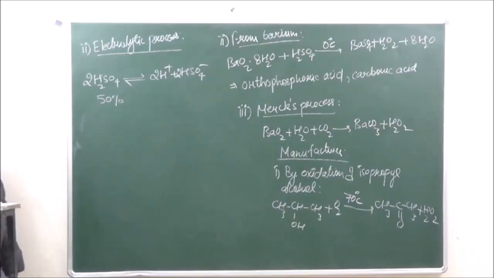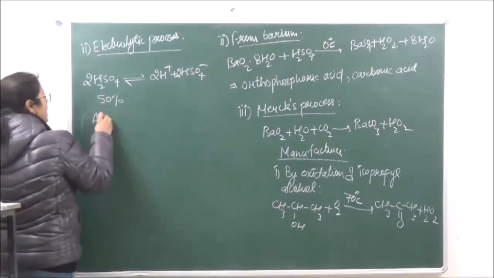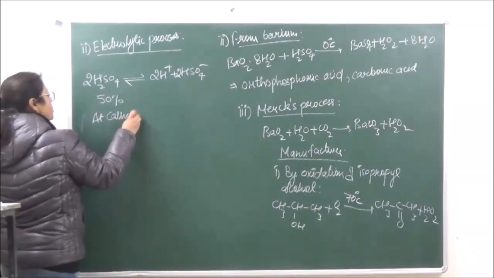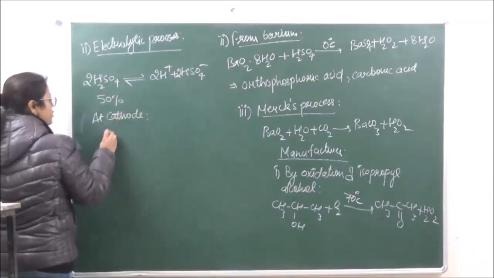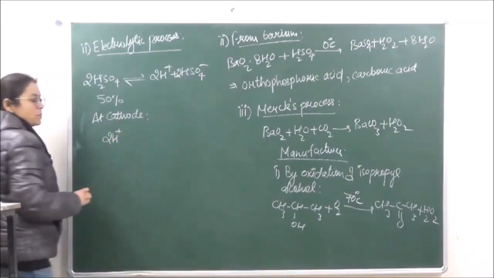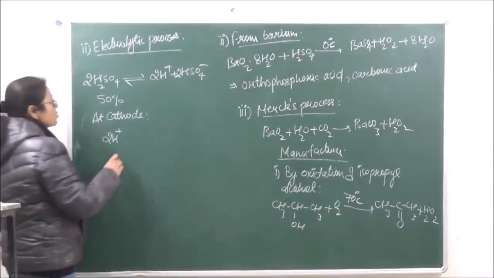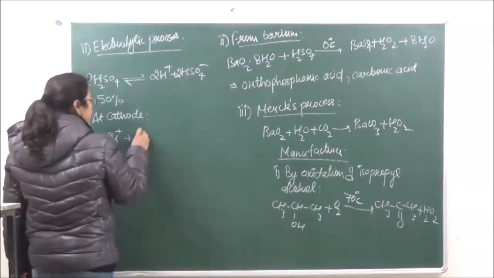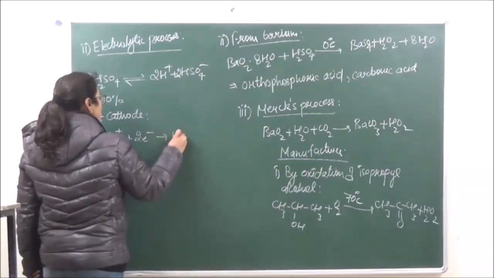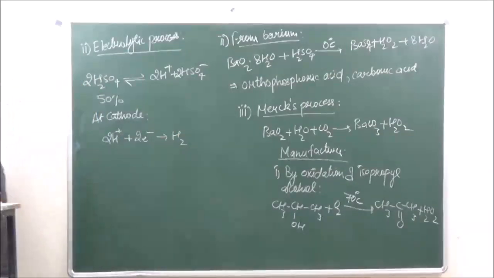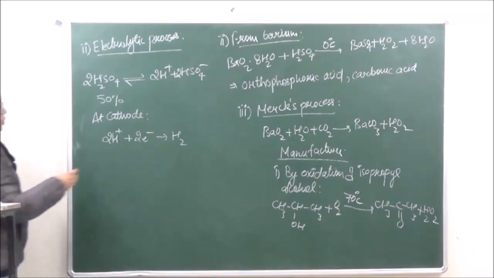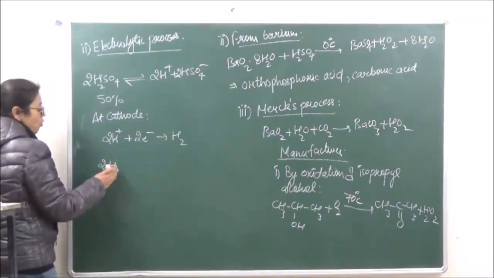Now in this case, when we are looking at the reaction at the cathode, cathode पे क्या reaction होगा? We have 2H positive, ठीक है? That is going to gain 2 electrons to release hydrogen at the cathode, and we are looking at the anode over here. In case of anode, 2HSO4.